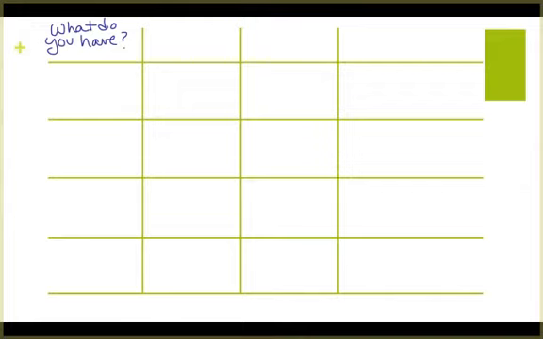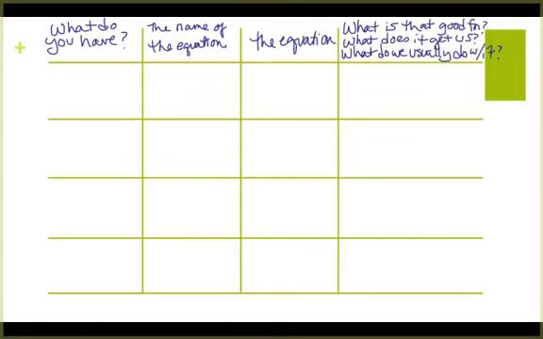Then we'll talk about the name of the equation that you can use based on what you're given, what you have to work with. And then we'll talk about the equation itself. And then based on the equation, what's it good for? What does that get us? What can we do with it? What do I mean by all this?